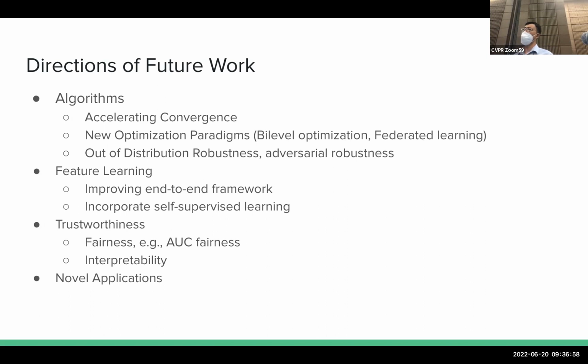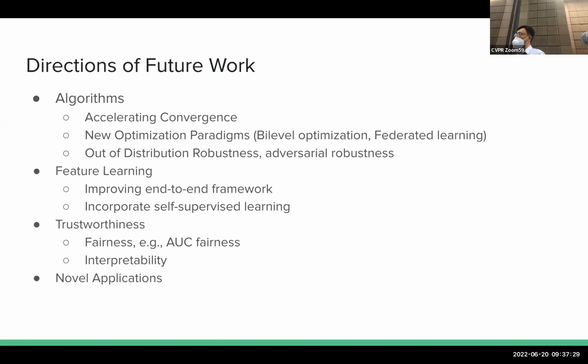So one question we need to consider here is why optimizing the deep AUC loss from scratch does not necessarily give us better feature representations. What is the reason behind that, and how do we address that issue in a more elegant way? Another direction is to incorporate self-supervised learning. As I mentioned earlier, our libAUC library also supports contrastive learning for self-supervised learning.